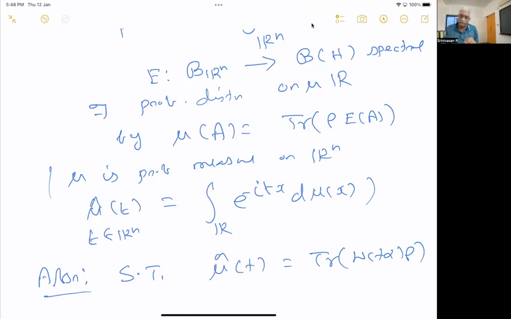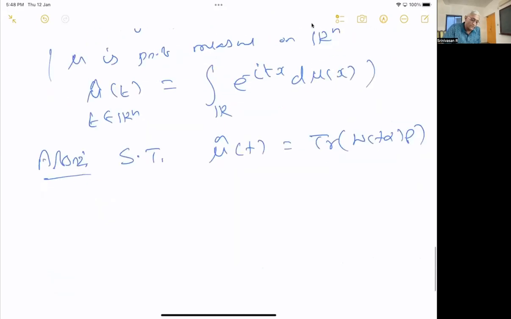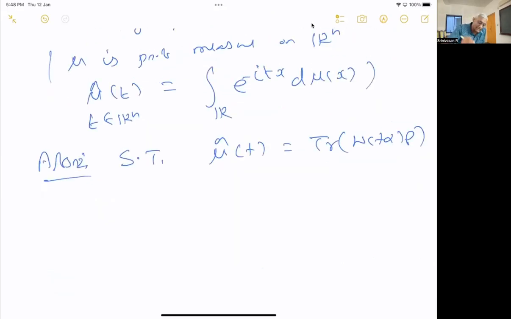Okay. So this is assignment one. I have already given an assignment for the map between gamma of C^n and L2 of R^n. So this is assignment 2. Okay. So in the classical theory, there is this Bochner's theorem.